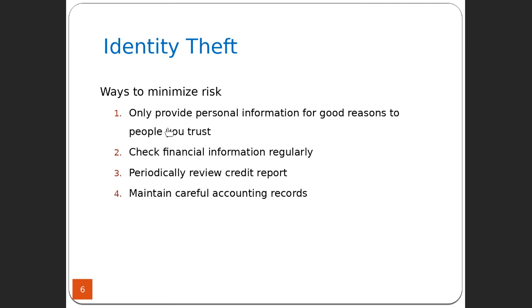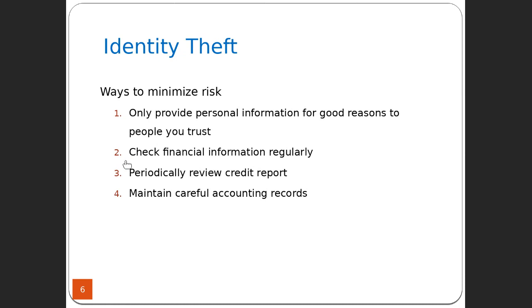The ways to minimize this risk: number one, only provide personal information for good reasons to people you trust. So giving your bank account number, your credit card number, things like that should only be given to people whom you trust and using secure methods, right? So just sending plain text messages or plain emails using a free email server, like Yahoo or Google, things like that, they're not that secure, so people could get the information.